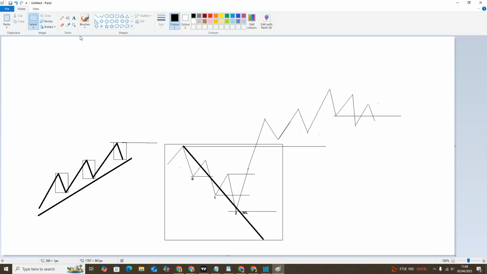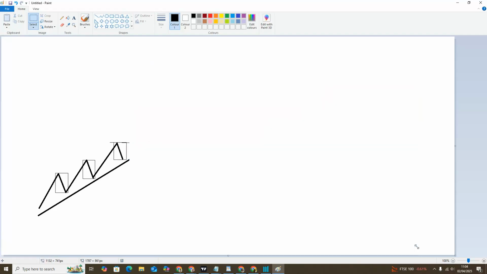So let's break this down. Now let's look at the downtrend. Okay, and I'm going to show you this. This is not theory, this is practical. I'm going to show you this on the chart in a bit. Let's explain the downtrend one.